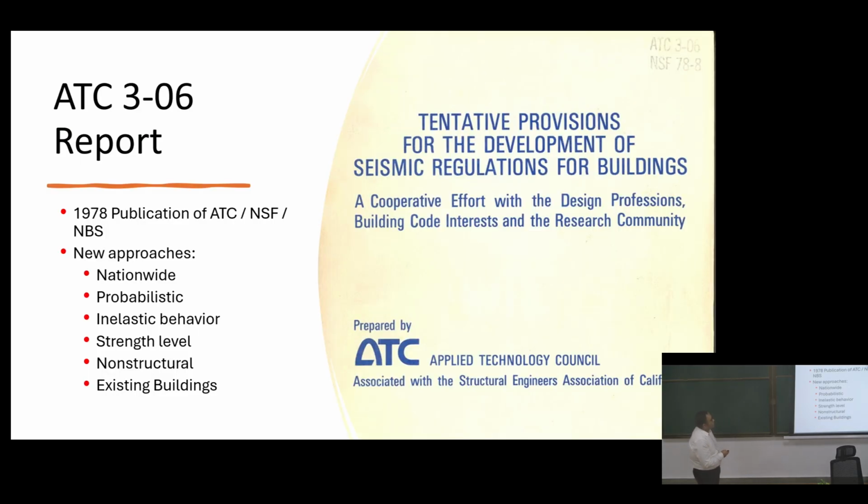So this was the ATC report that I was talking about. Again, it was first published in 1978, but with new approaches, it said that instead of every state having its own code, we'll adopt a nationwide one. In the US, things are a little different. Every state has its own building code, but they wanted a nationwide policy document. It had to be probabilistic in nature, and that's where the return periods of different earthquakes came in. Then, instead of elastic behavior, they also wanted to take into account inelastic behavior and also talk about strength level.